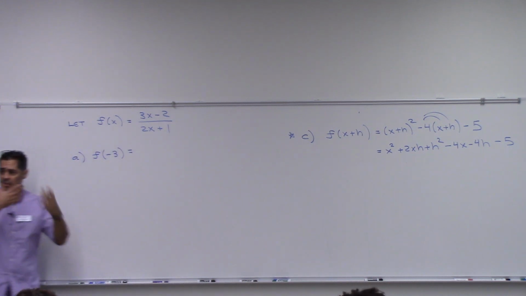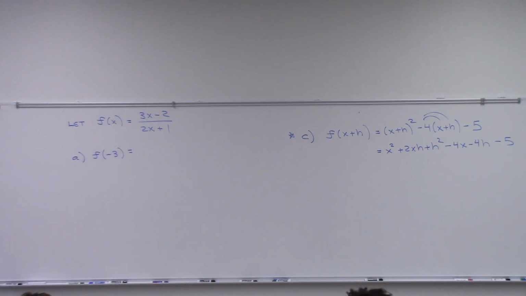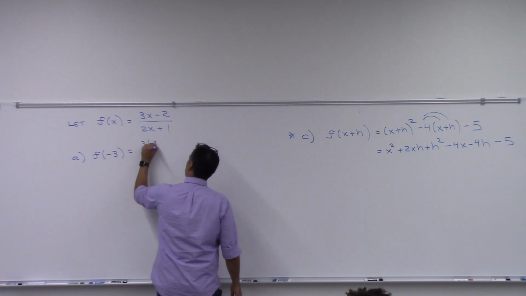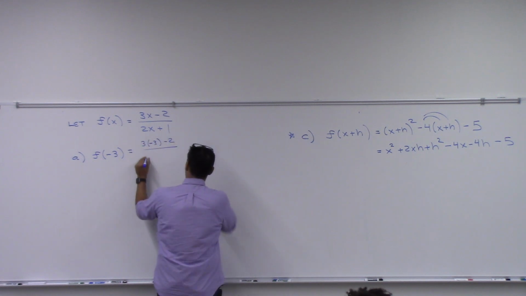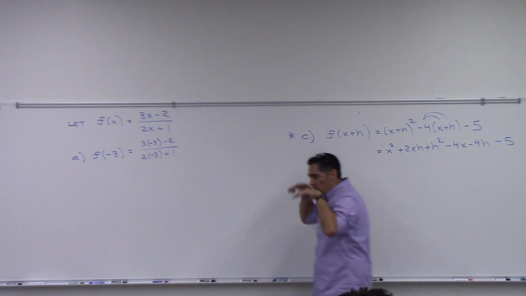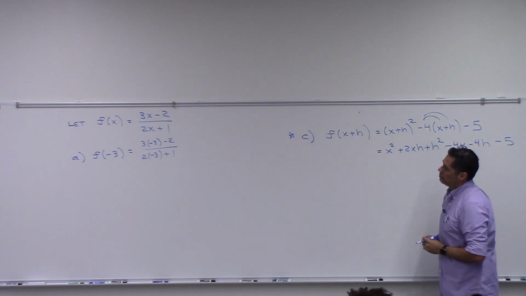The good news is nothing's being squared here, right? So you don't have to worry about any squaring. It's just plug the number in. So we're going to go 3 times -3 minus 2 over 2 times -3 plus 1. All I'm doing there is just plugging the number in for x.